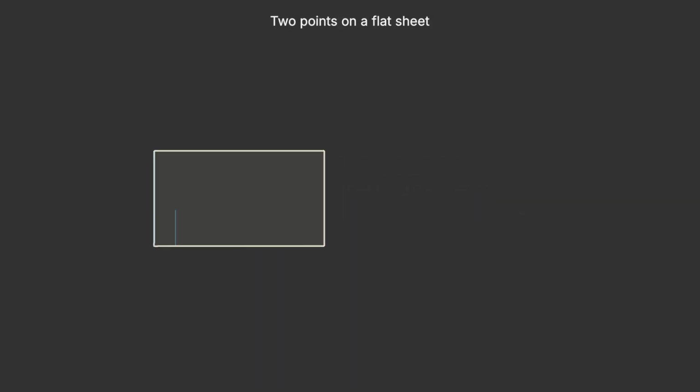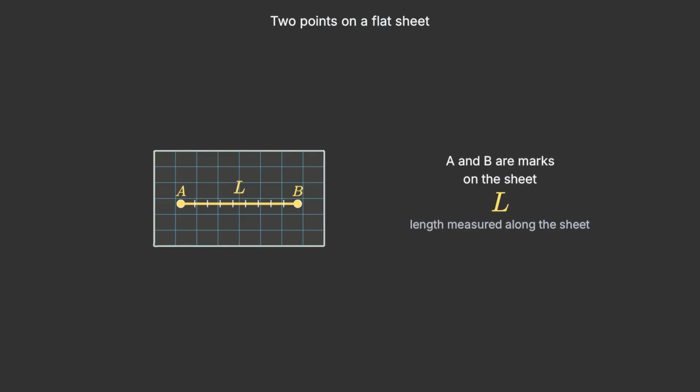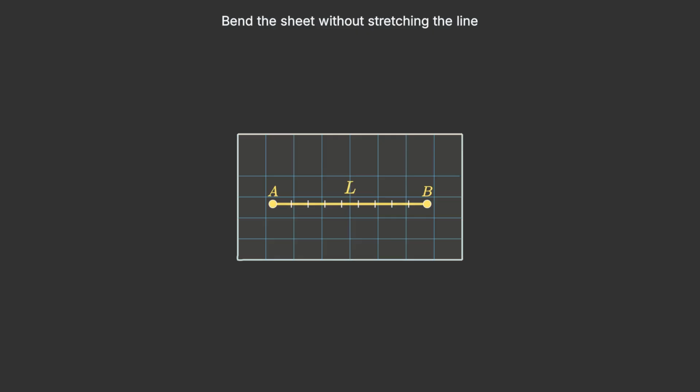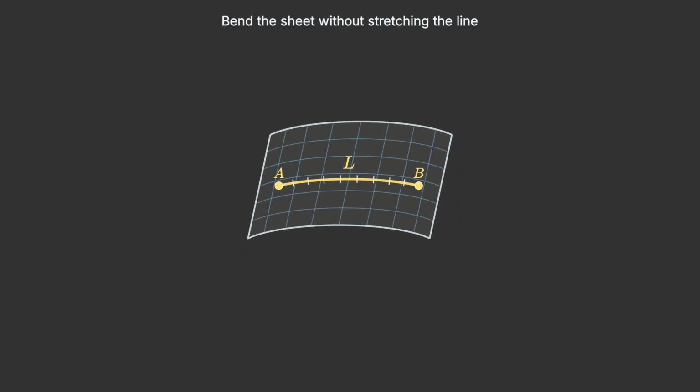Mark 2 points on a flat sheet. Call them A and B. Draw the line on the sheet between them. That line has a material length, which we call L. Now bend the sheet. Do not stretch it. Do not tear it. The same ink line is no longer straight in the outside picture, but its material length on the sheet is still L.